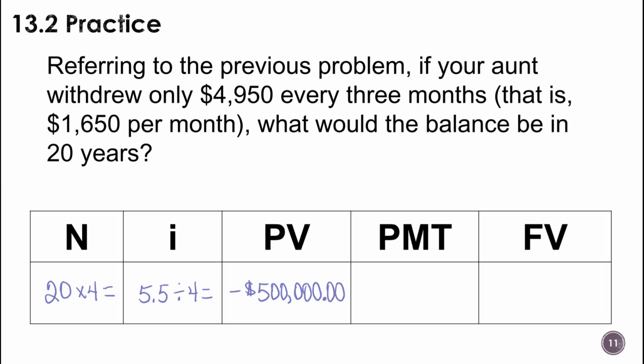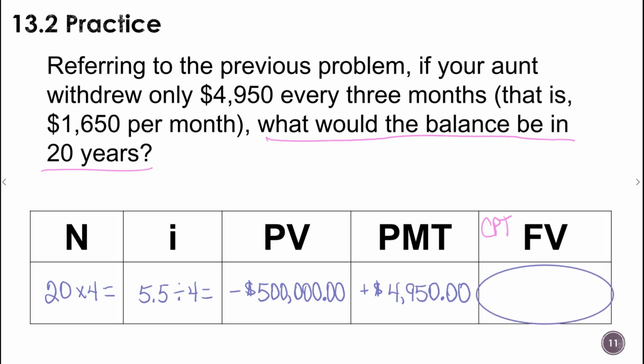Interest rate is the same, so you could have just left that one on there if you already had it there. Present value is the same, 500,000 negative, because that is in an account. And if she withdraws the $4,950, and remember, a withdrawal means she gets to keep that money, and it is positive when we enter it on the calculator. And then we are going to compute future value, because it says what would the balance be in 20 years.